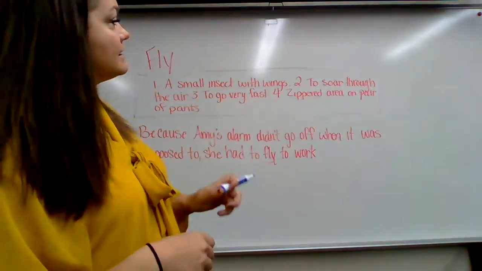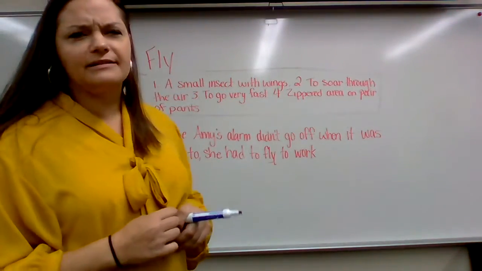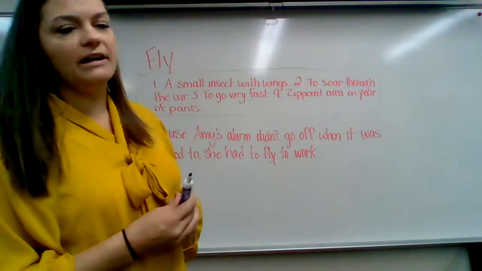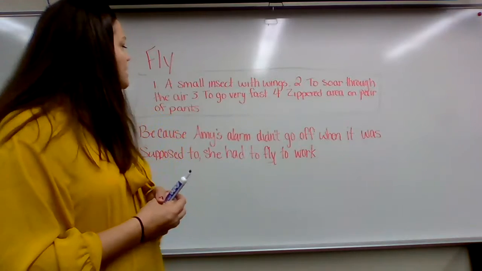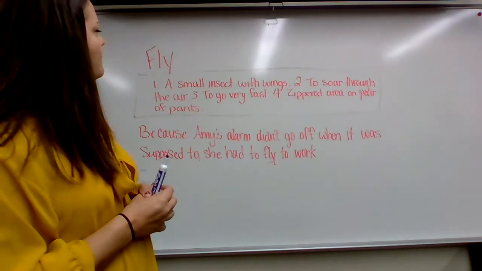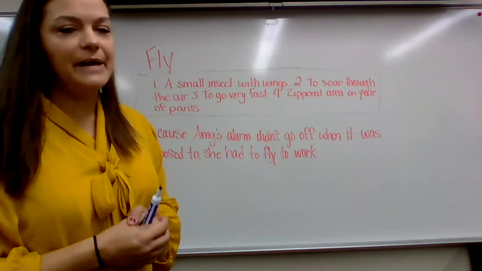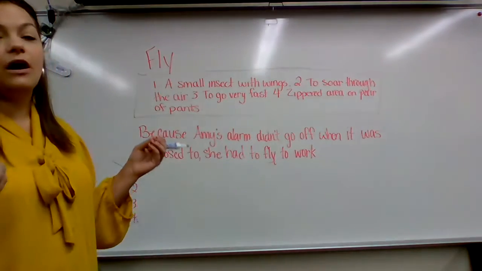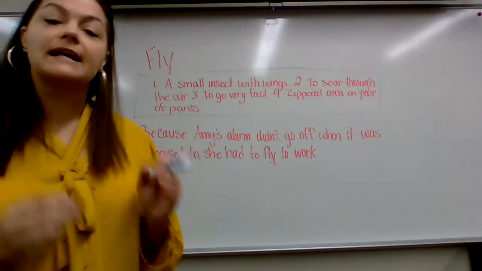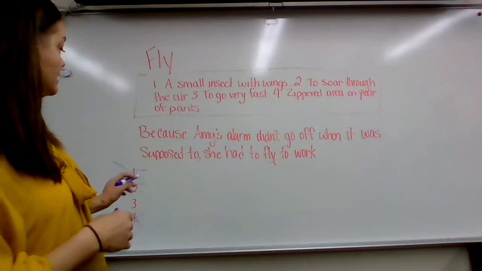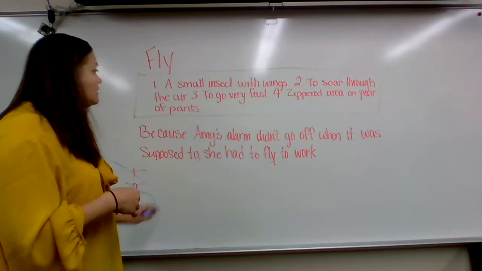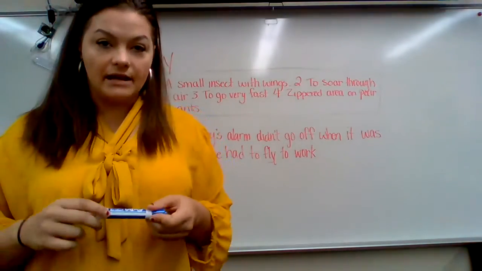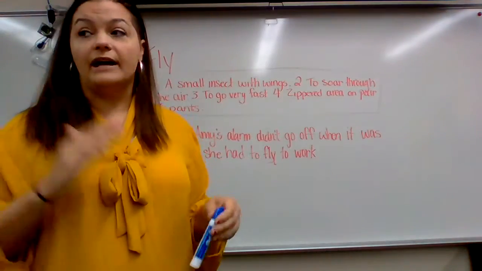Our fourth option is a zippered area on a pair of pants called your fly. So because Amy's alarm clock didn't go off when it was supposed to, she had to zippered area on a pair of pants to work. Does that make sense? No. So we know number 4 does not make sense. That leaves us with our only option that fits the context of our sentence, definition number 3, to go very fast. Because Amy's alarm clock did not go off on time, she had to go very fast to work. She had to fly to work.